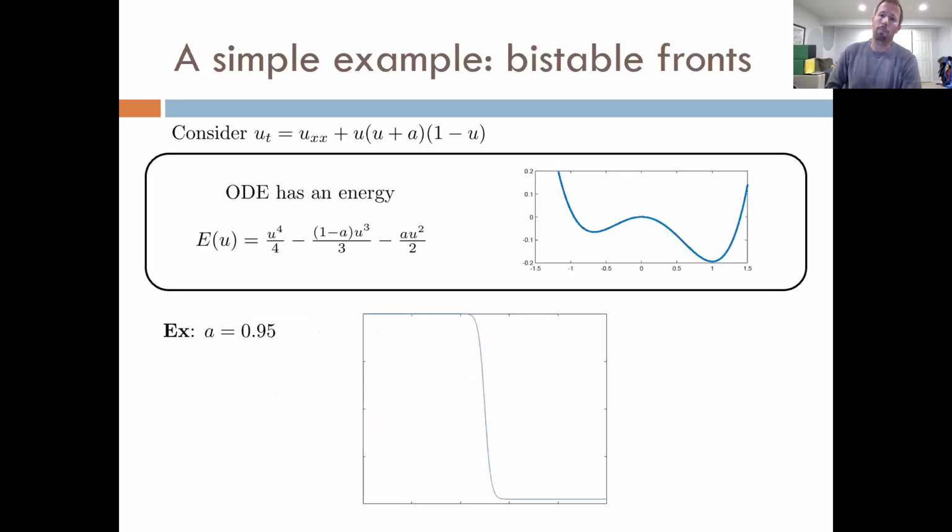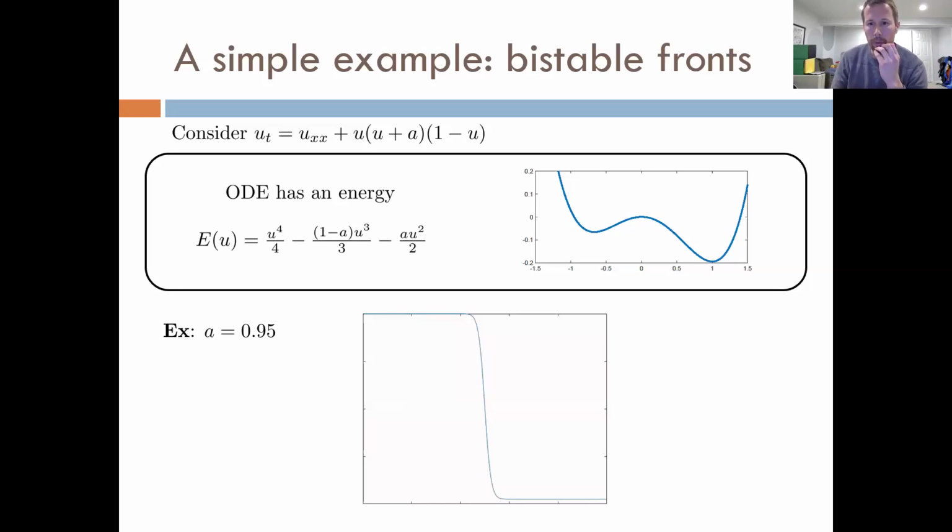So I want to start very simple. This is going to be a situation of a scalar reaction diffusion system up there. You have a stable state at u is equal to 1, you have a stable state at u is equal to -a, and you have an unstable state at u is equal to 0.